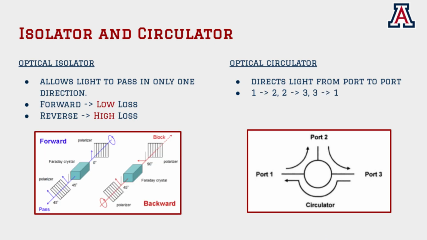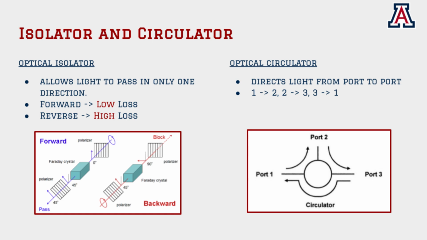Now I'm going to go over the optical isolator and the optical circulator and then compare our results to what we expected. An optical isolator is designed to let light pass in only one direction. In the forward direction, it has low loss, but if any light tries to travel backward, the isolator introduces very high loss. This prevents reflections from reaching the laser and keeps the system stable.